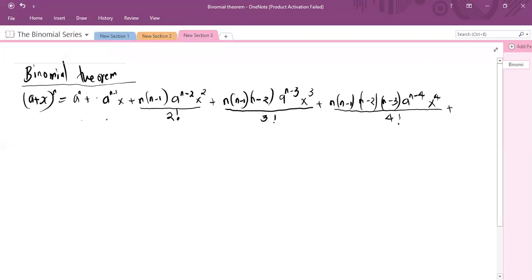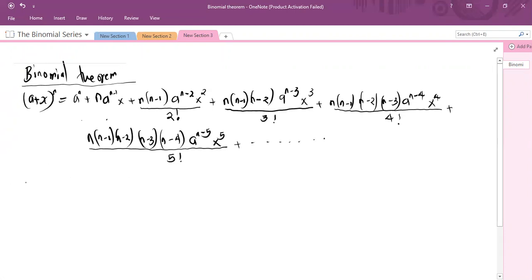So if we were to come up with the next term, then obviously, as you can see from the formula, we would have n, then n minus 1, then n minus 2, then n minus 3, and then n minus 4. Then the values for a will be a to the n minus 5. Then the value for x will be x raised to power 5, and all this is divided by 5 factorial.